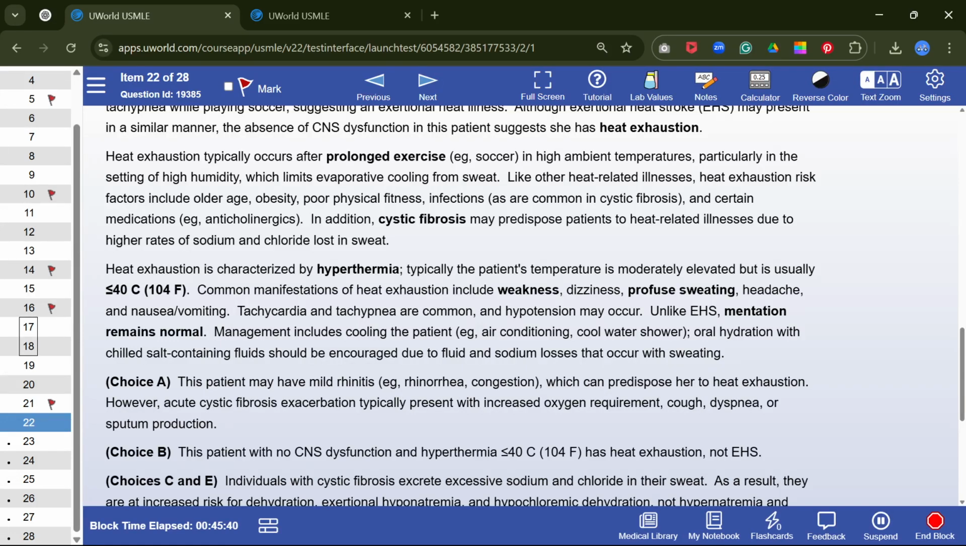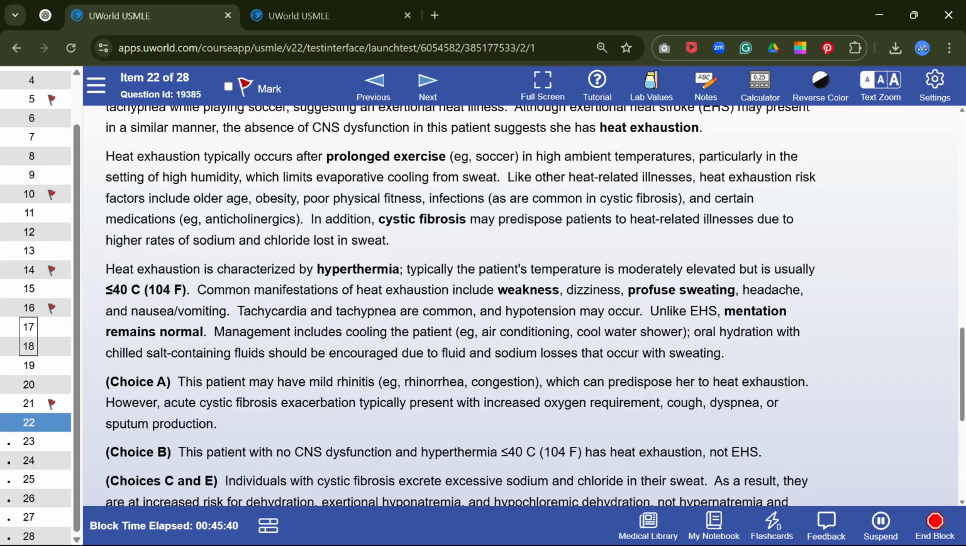Heat exhaustion is characterized by hyperthermia. Typically, the patient's temperature is moderately elevated, usually less than 40 degrees Celsius, 104 degrees Fahrenheit. Common manifestations of heat exhaustion include weakness, dizziness, profuse sweating, headache, nausea and vomiting. Tachycardia and tachypnea are common, and hypotension may occur. Unlike exertional heat stroke, mentation remains normal.